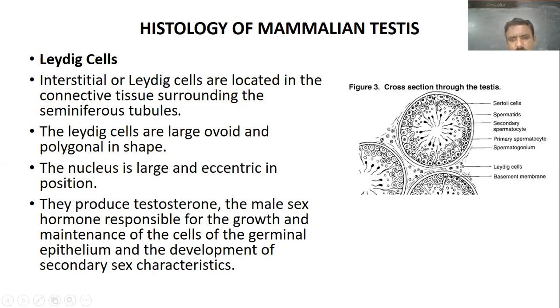And next, Leydig cells, which are present in the interstitial tissue. They are also called interstitial cells or Leydig cells, which are located in the connective tissue surrounding the seminiferous tubules. The Leydig cells are large cells with an ovoid nucleus, and they are polygonal in shape. The nucleus is large and eccentric in position, meaning just away from the center.